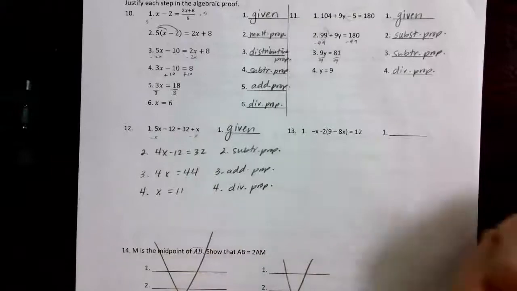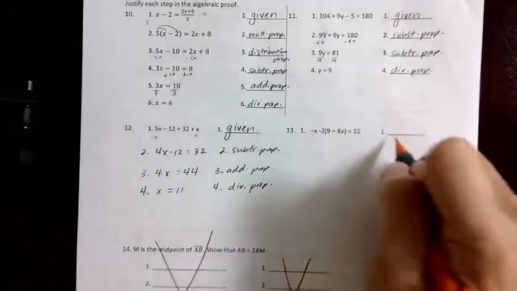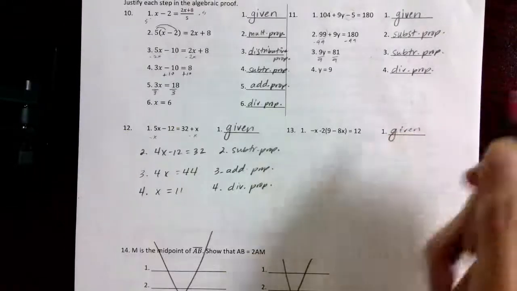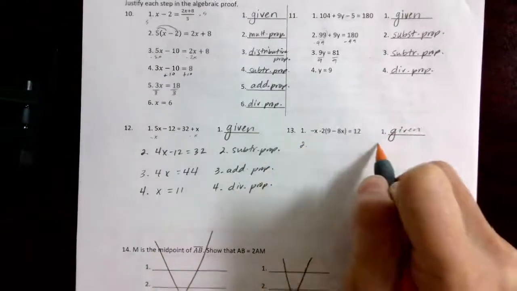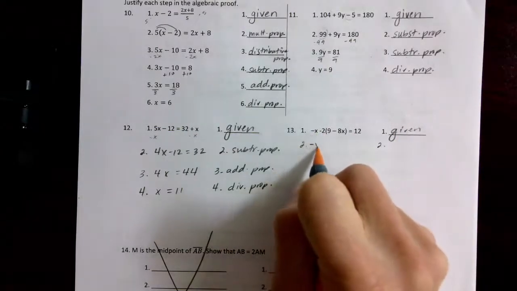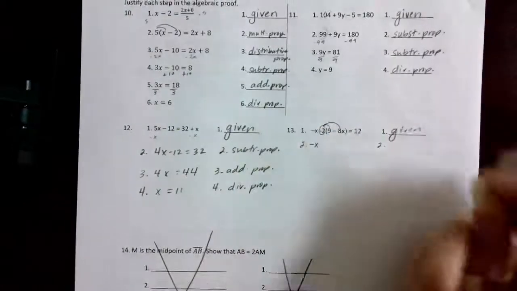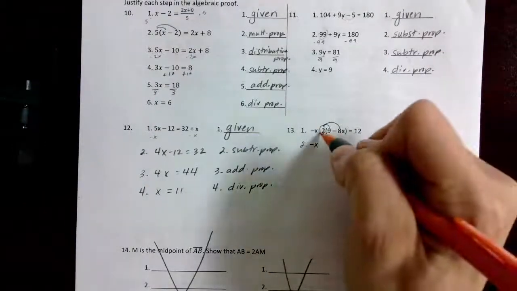Okay? The very last one, number 13, step 1 is always given to us. Okay? Let's go for step 2. Okay, what are we going to do in step 2? I'm going to leave my negative x out here. It looks like I have this negative 2 outside of parentheses. I'm going to pull it through. That's called distributive property. The negative has to go with it.